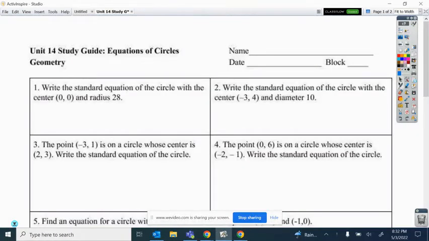Welcome. We're going to go through our equation of circles study guide today and make sure that you are nice and confident and prepared for our test.